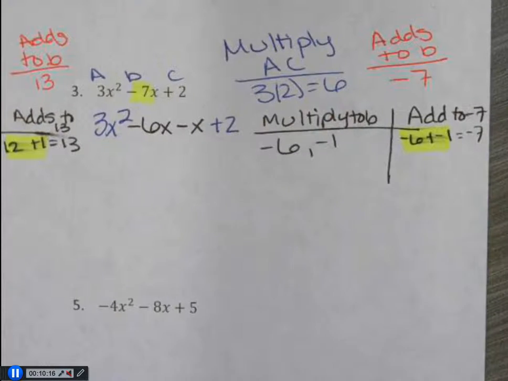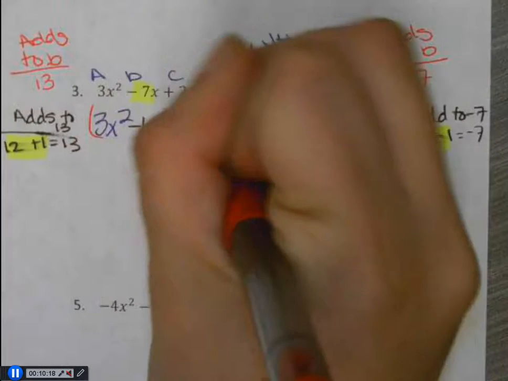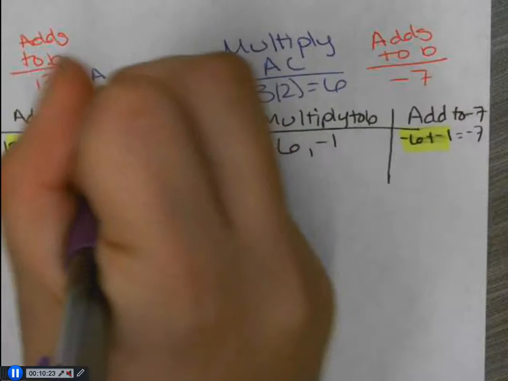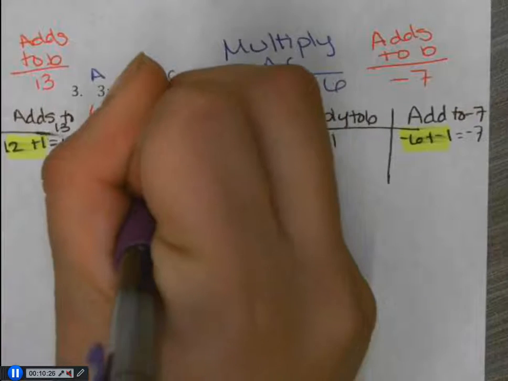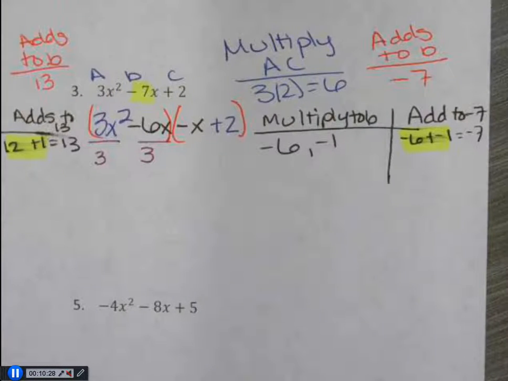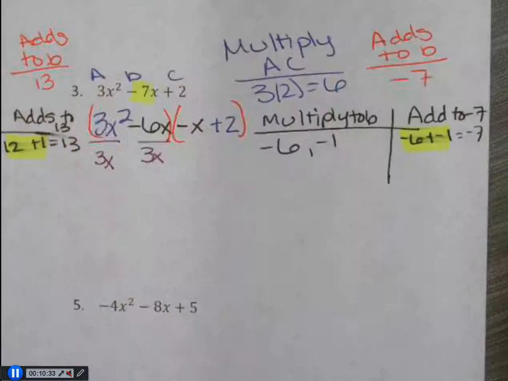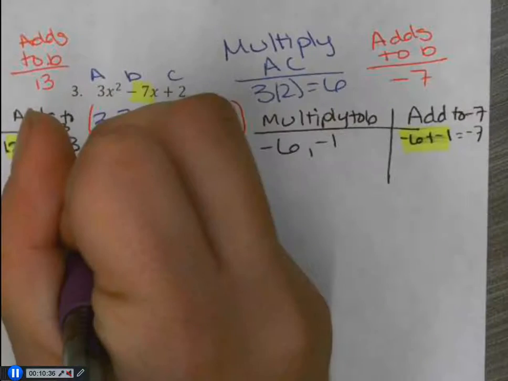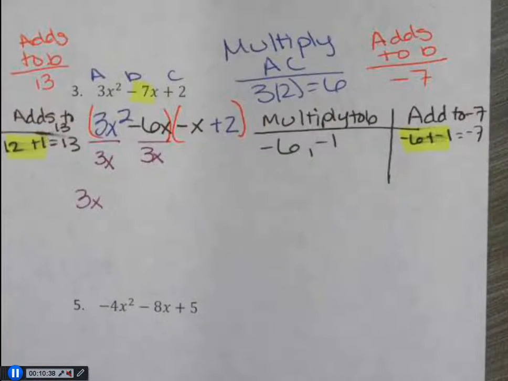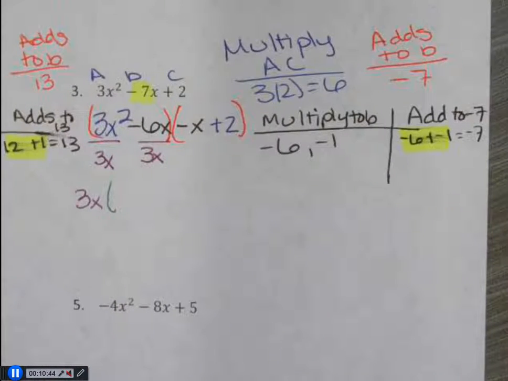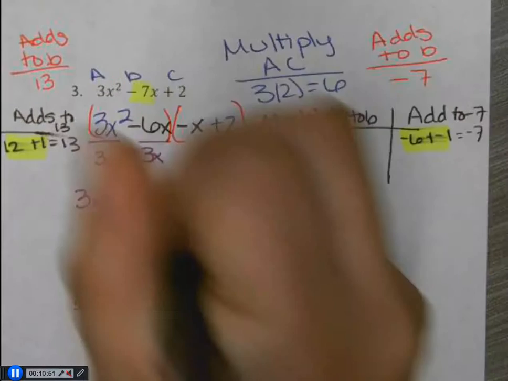Okay. Then I'm going to split it up into two groups. So I just draw two sets of parentheses. What goes into my first group? With the 3... Do they both have variables? Alright, so I can divide them both by 3x. What is 3x squared divided by 3x? X. And negative 6x divided by 3x? Negative 2.